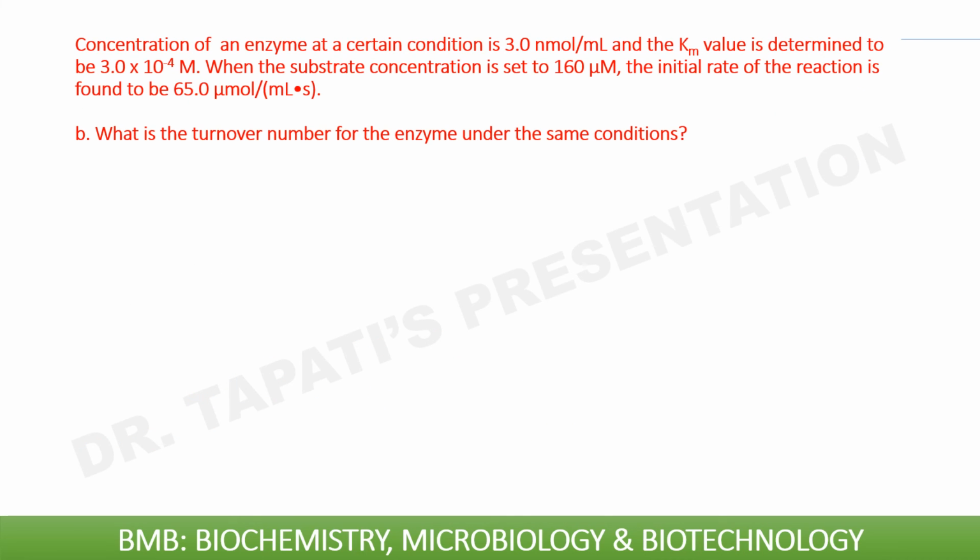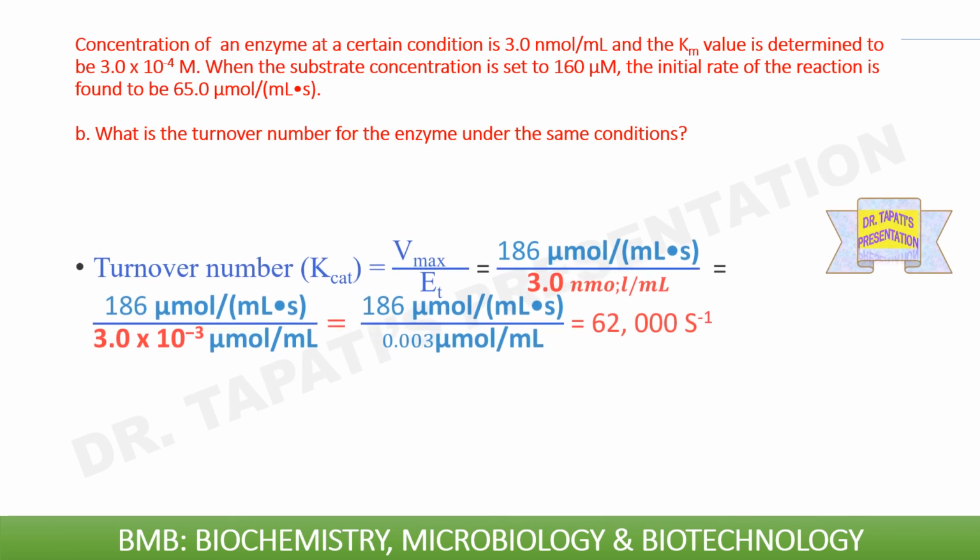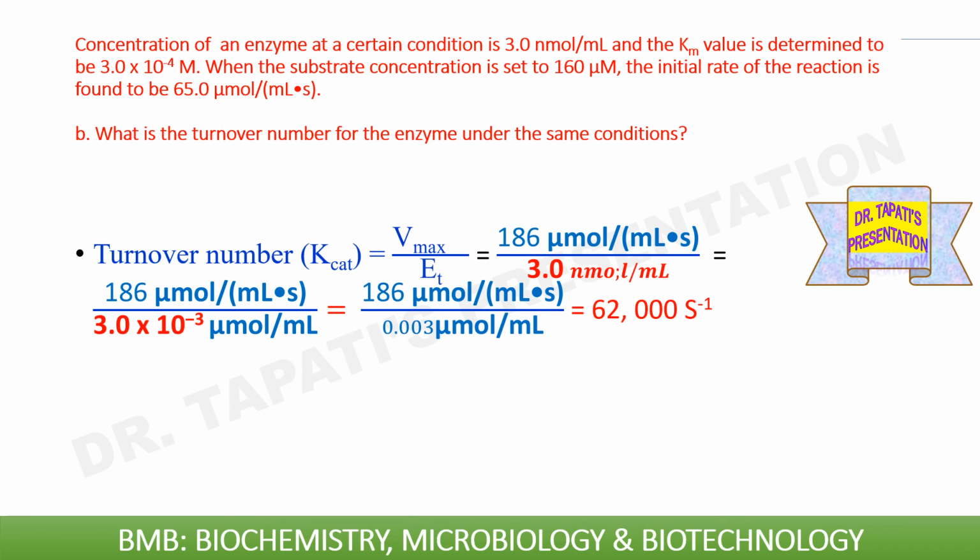Let's solve the second question. What is the turnover number for the enzyme under the same condition? As we know, turnover number Kcat is equal to Vmax by Et. If we put Vmax value as 186 and Et as 3 nanomole per ml, as it is mentioned in this question, Et is 3 nanomole per ml. So if we solve it, we are converting nanomole to micromole by multiplying 10 to the power minus 3, and we will get the final answer as 62,000 per second. That is the value for turnover number.